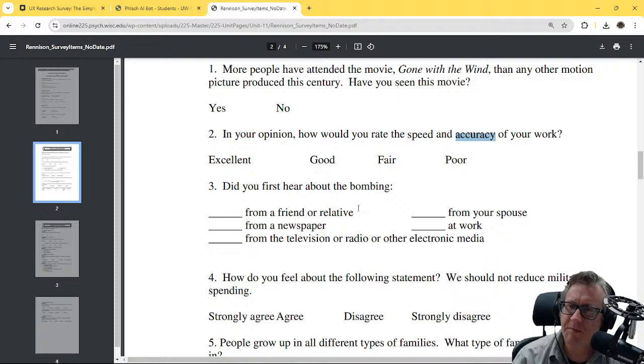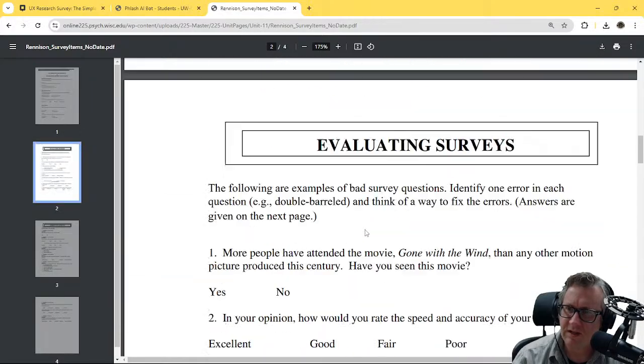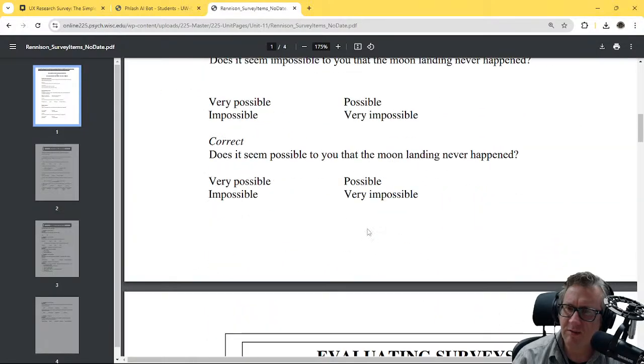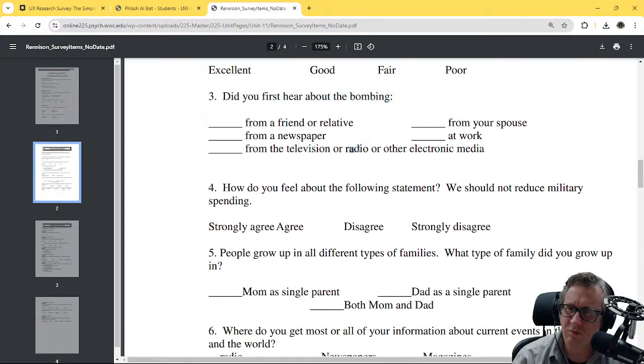Did you first hear about the bombing from a friend or relative, from a newspaper, from the television or radio or other electronic media? That could be a combination. From your spouse, at work. That seems to be, I don't think that's bias. I don't think that's double negative. So I'm guessing it's a double-barreled question, but maybe the television or radio or other electronic media. How do you feel about the following statement? We should not reduce military spending.